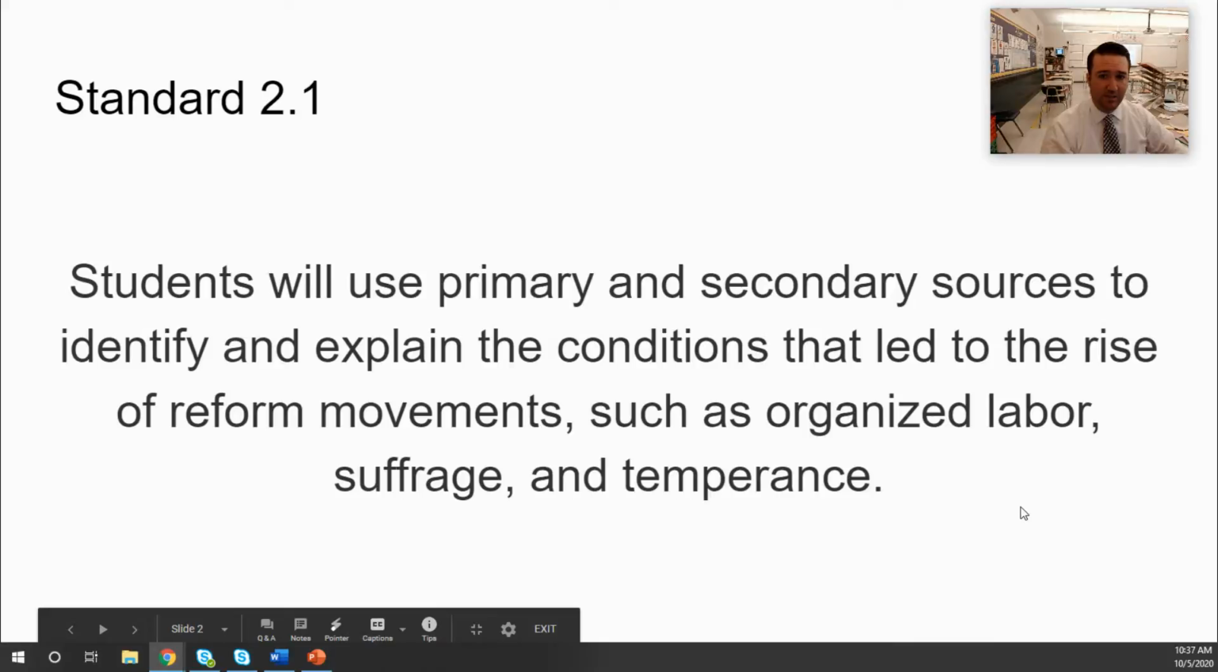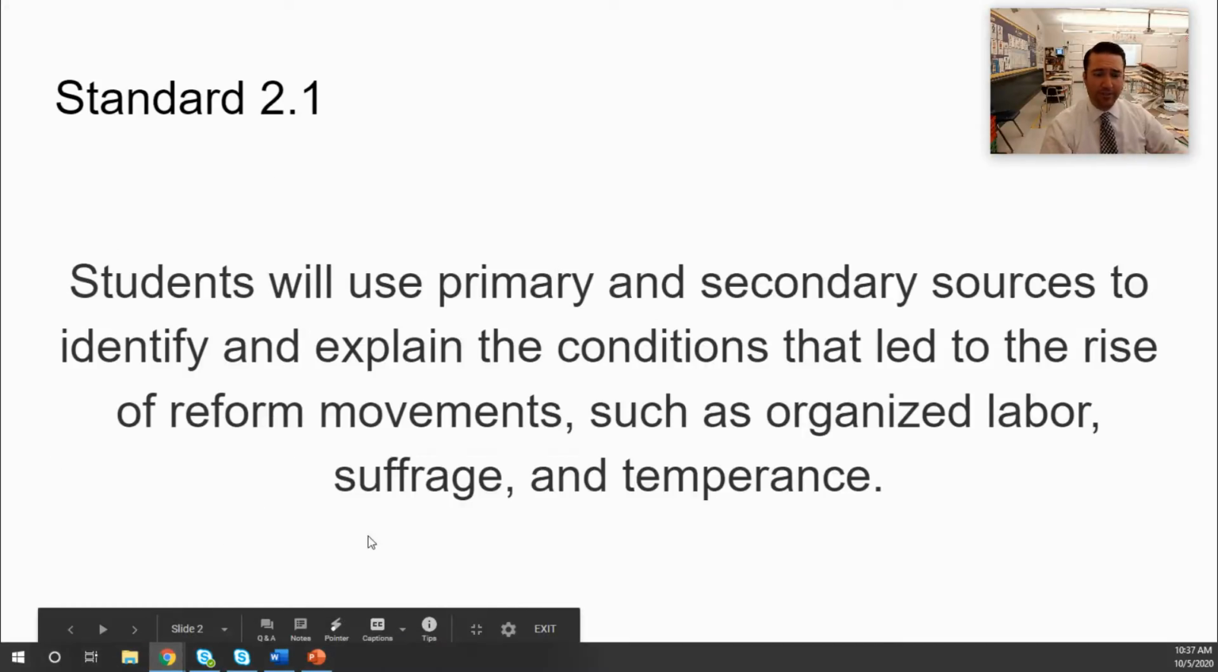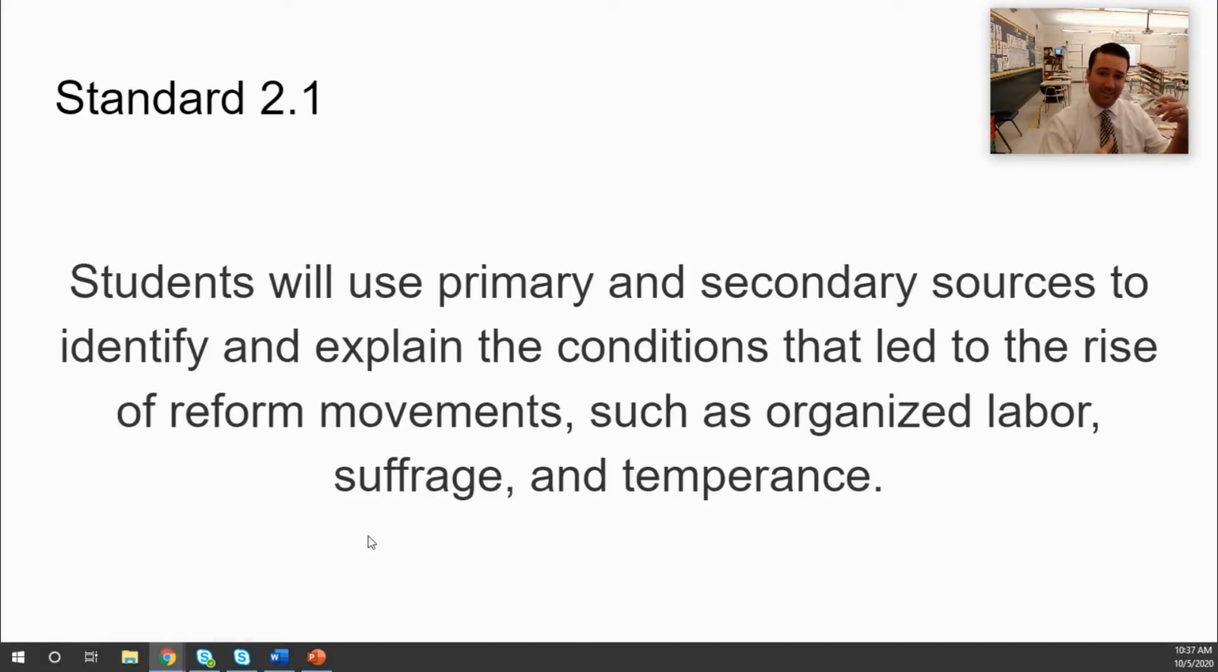So this is the standard. It's the students will use primary and secondary sources to identify and explain the conditions that led to the rise of reform movements such as organized labor, suffrage, and temperance. So we're going to all go over some basics with the lecture, but the standard does say that we're going to use primary and secondary sources.